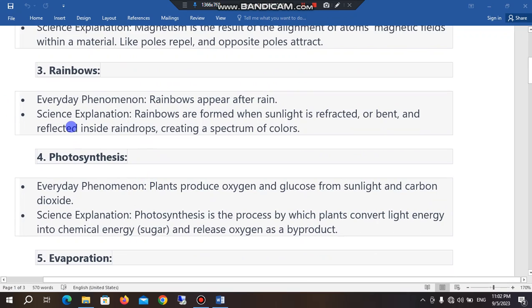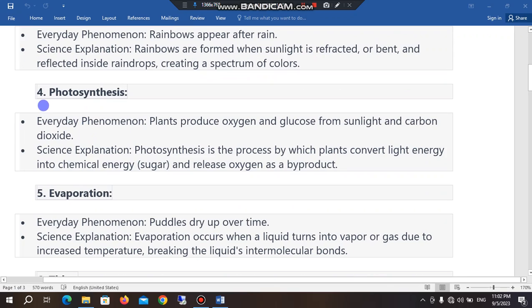Point number 3, rainbows. Everyday phenomenon, rainbows appear after rain. Science explanation. Rainbows are formed when sunlight is refracted, or bent, and reflected inside raindrops, creating a spectrum of colors.